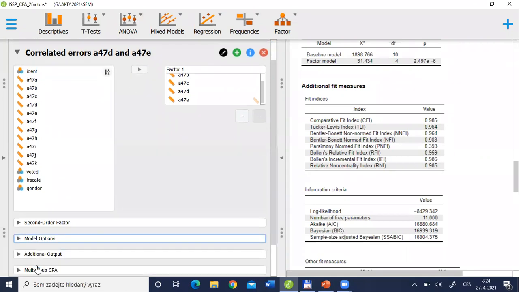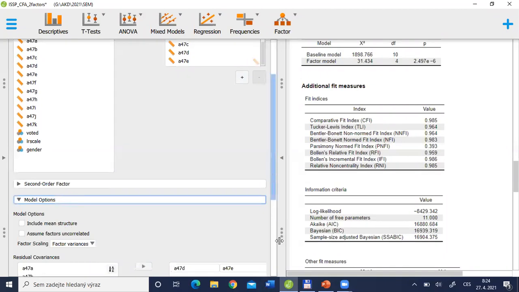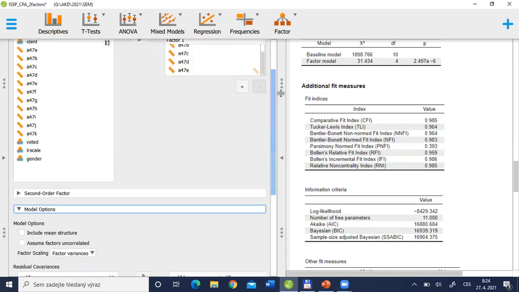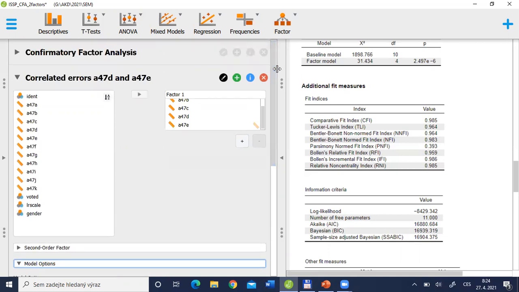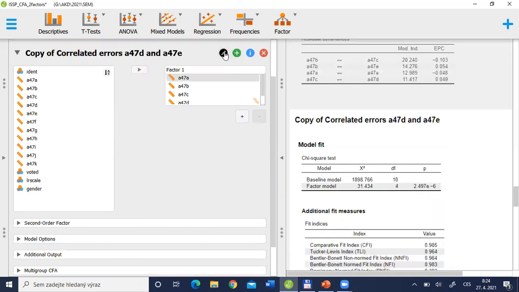Once again, if you go into model options, you need to define these 2 items for which you expect correlated random errors into this right window for residual covariances. So I would take this as my previous setting. I would take a copy of this model from the previous lecture. So that's the first step, duplicate the analysis. I would change the title only slightly.